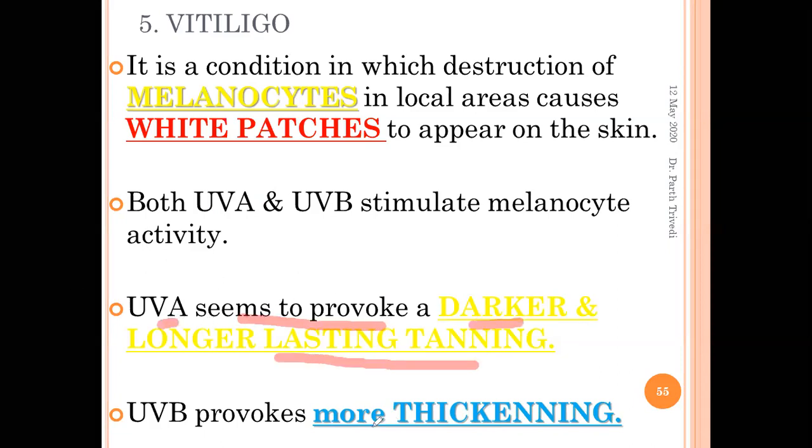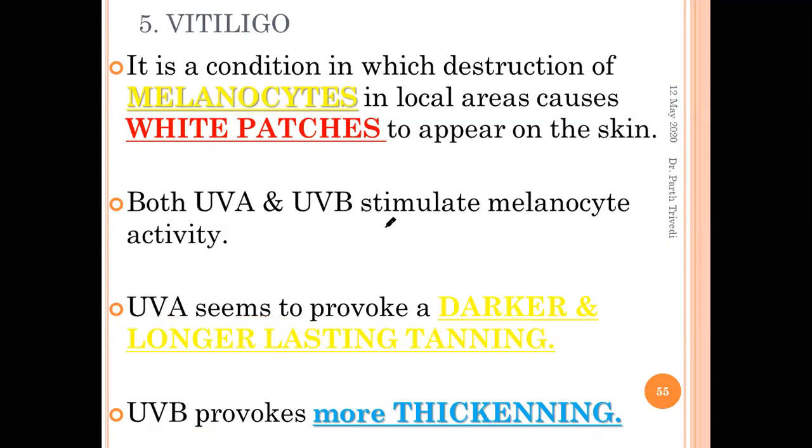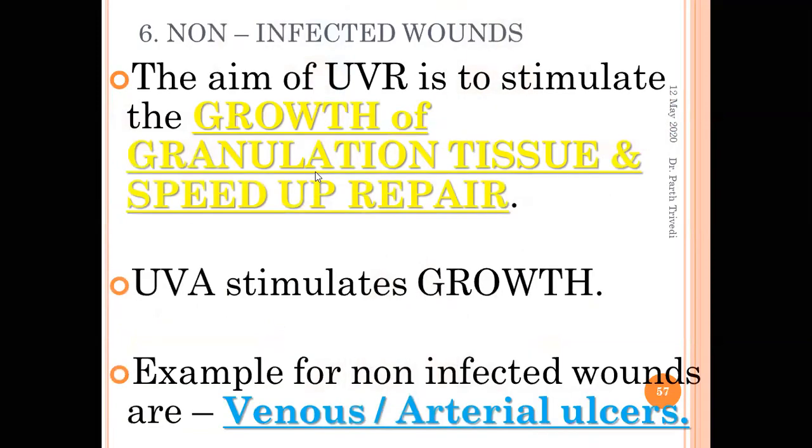So UVA is used and UVB provokes more thickening. For increasing the melanocytes, you need a high intensity or longer duration of dosages for vitiligo. So this is your vitiligo. And then if you have a non-infected wound, generally for growth purposes, we use UVA. The examples are venous ulcers and arterial ulcers. Clear?